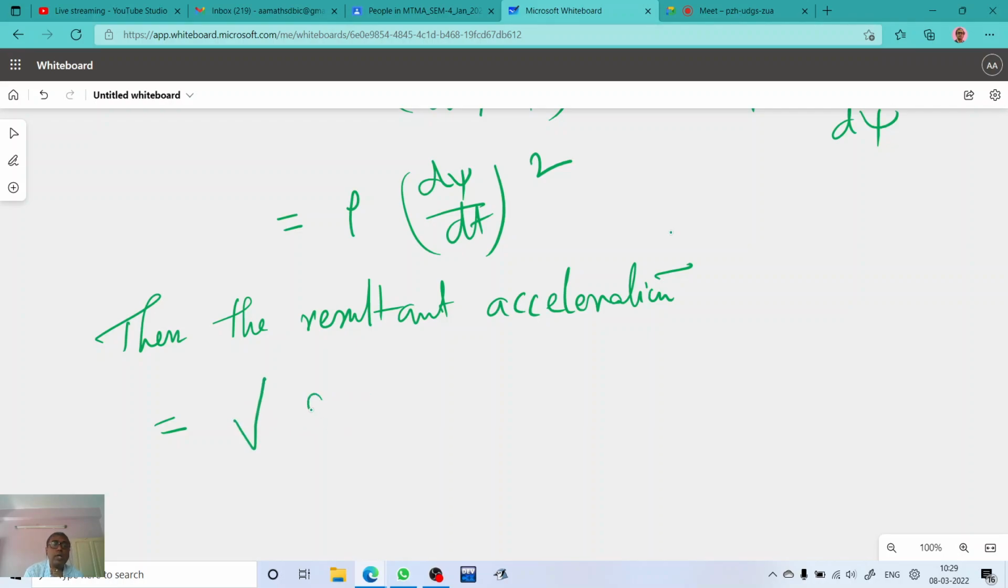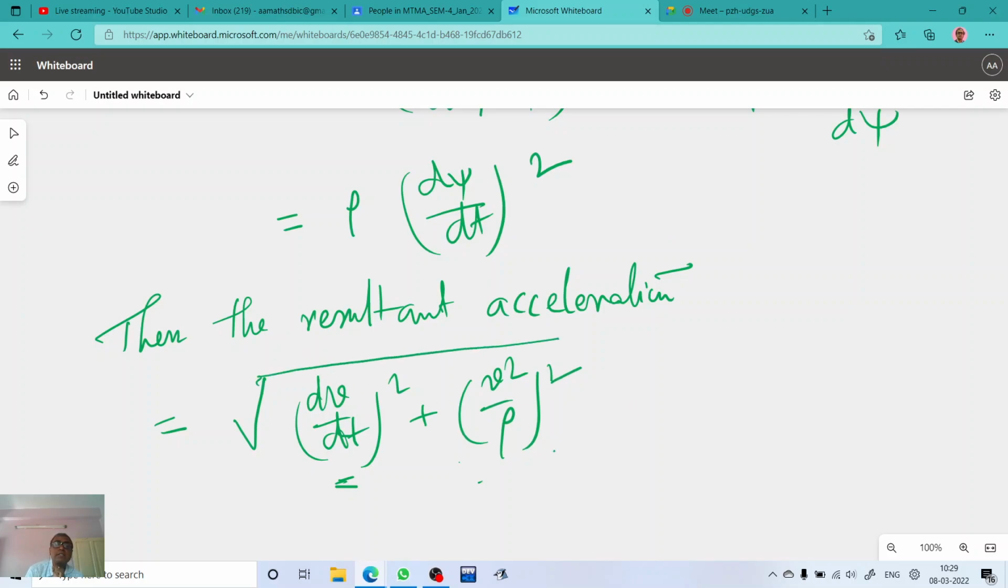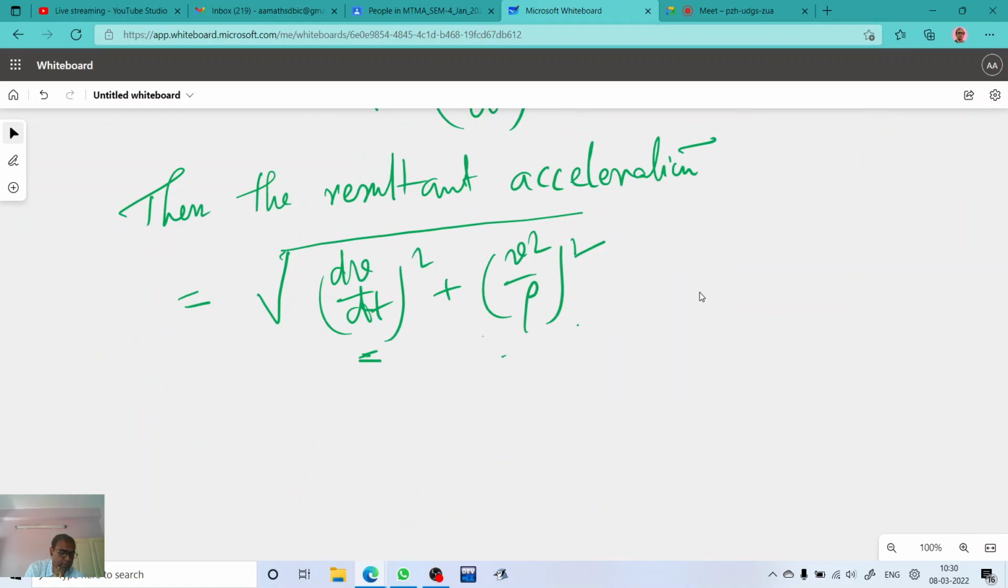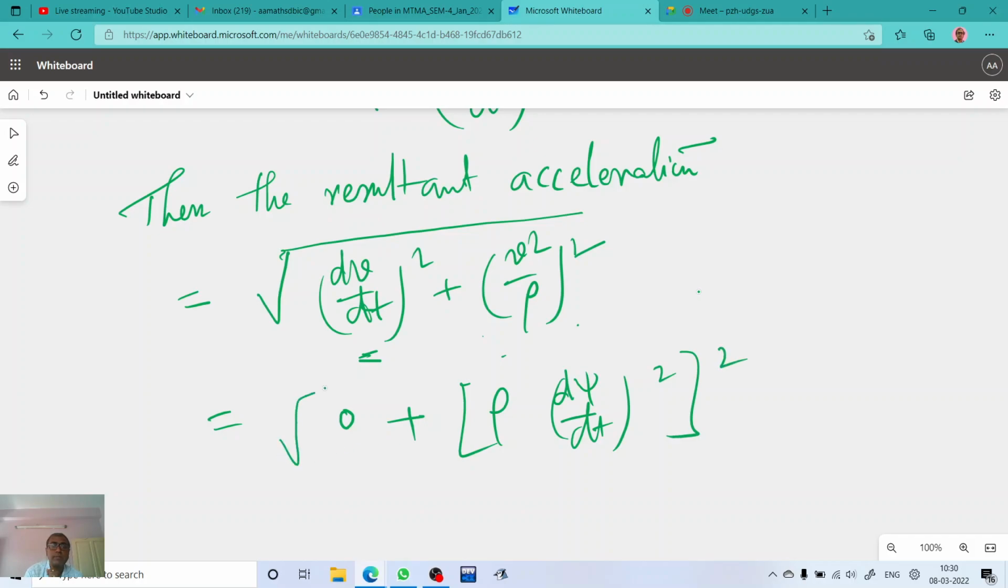So this equals the square root of dv dt whole square plus v square by rho whole square. This is the resultant acceleration. Now dv dt equals 0, so 0 plus v square by rho, where v is rho into d psi dt, whole square, again whole square, whole root of this.